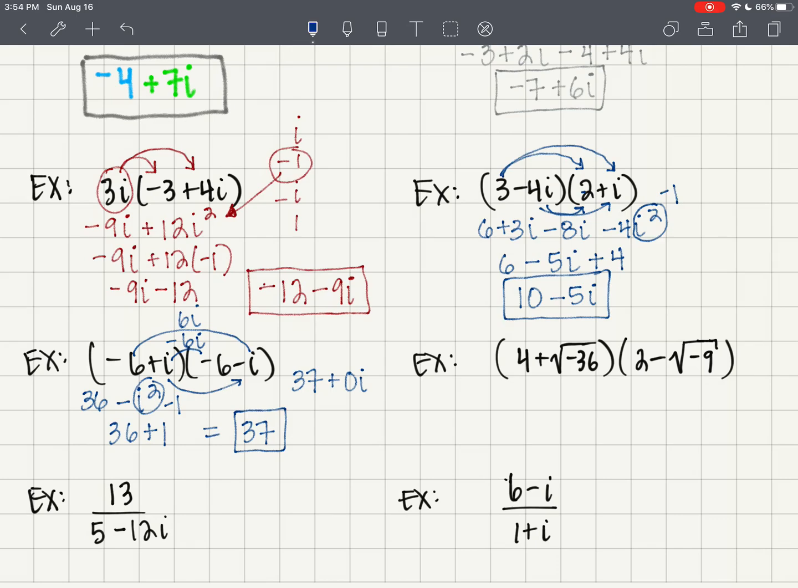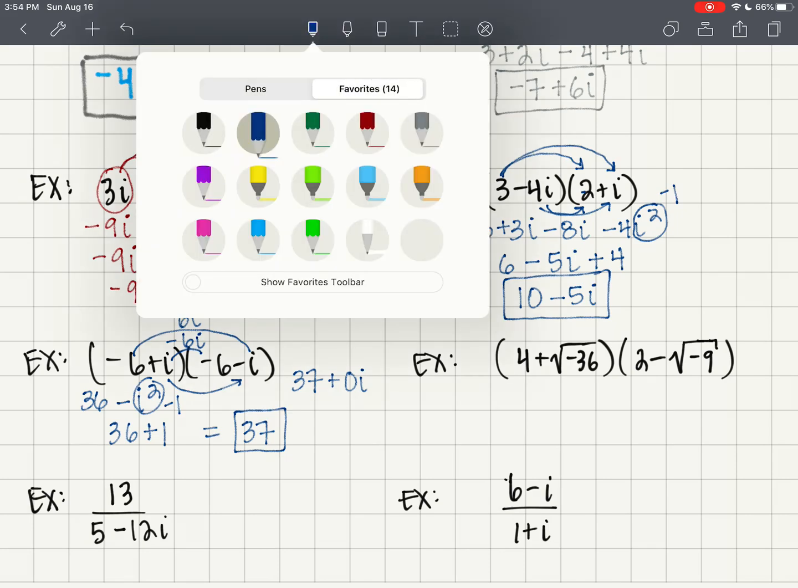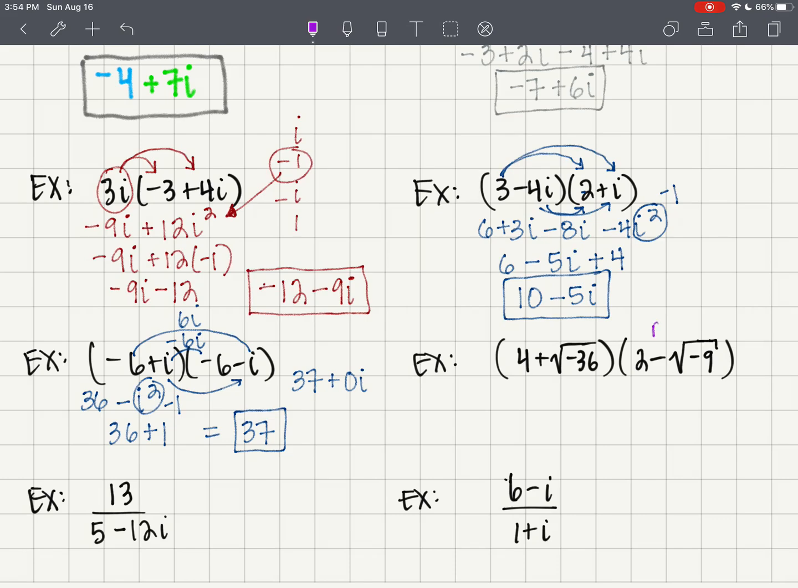Now if we get something like this, 4 plus the square root of -36 times 2 minus the square root of -9, you must convert. So you must change to i's first. So I like to say you have to take out an i. Once I see that negative underneath that square root, I take out an i. So I've got 4 plus i times the square root of 36. 2 minus, this negative comes to the outside, and that's an i times the square root of 9.